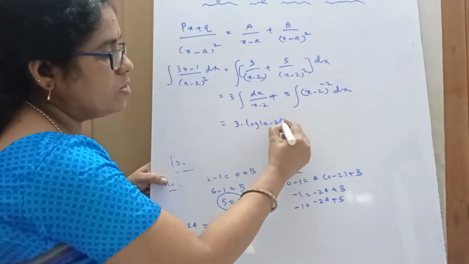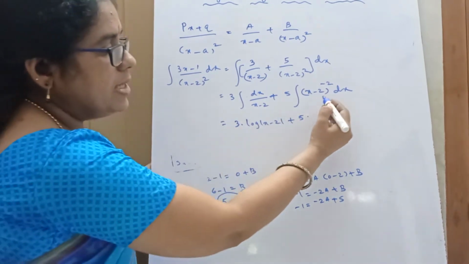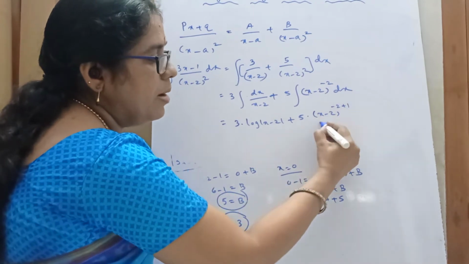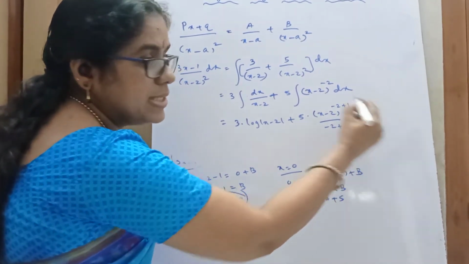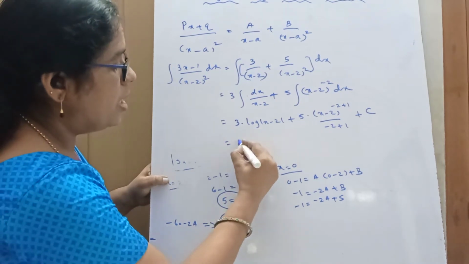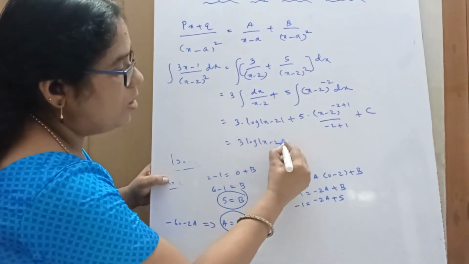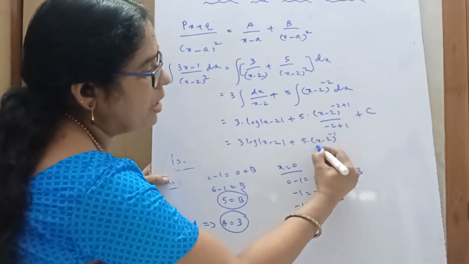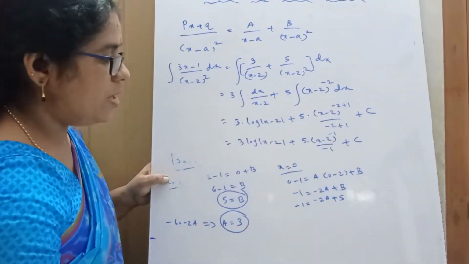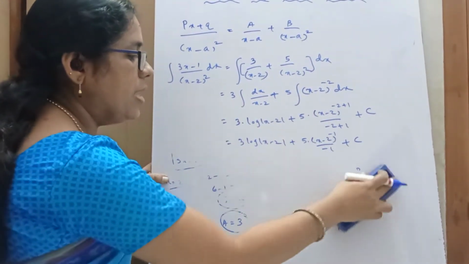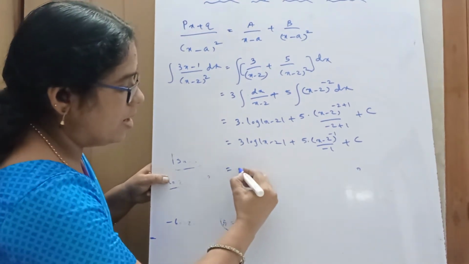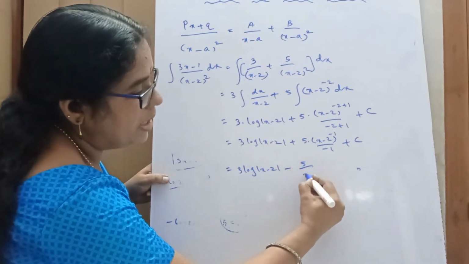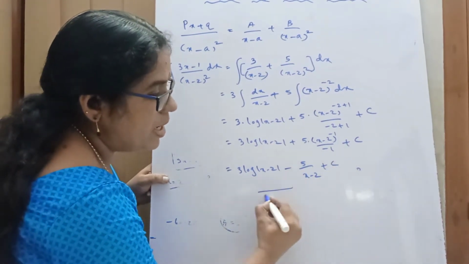Log mod x minus 2 plus 5 into, what is the integral of (x minus 2) raised to minus 2? (x minus 2) raised to minus 2 plus 1 by minus 2 plus 1, plus c. That is 3 log mod x minus 2 plus 5 into (x minus 2) raised to minus 1 by minus 1, plus c. Therefore, the final answer is 3 log mod x minus 2 minus 5 divided by x minus 2 plus c. This is the final answer.